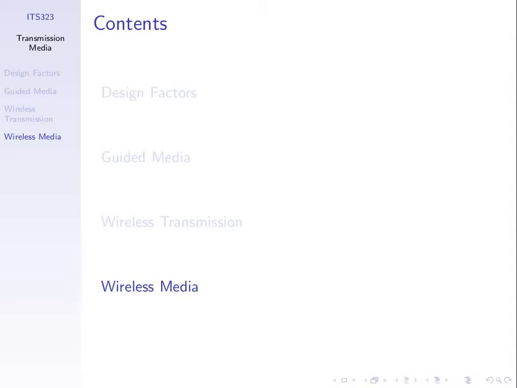We've gone through 3 examples of guided media, wired media: twisted pair, coaxial cable, optical fibre, just as 3 common examples of wired media. And then we went through general concepts of wireless transmission, that is, the use of an antenna, the gain of an antenna relative to an isotropic antenna.